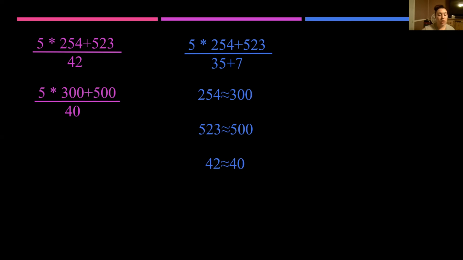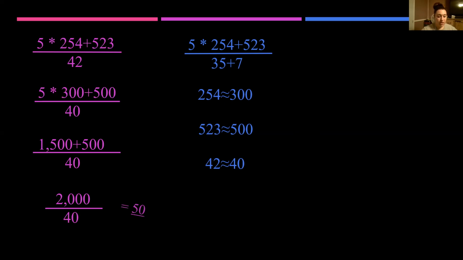Okay, so 254 is close to 300, and then 523 is close to 500, and then 42 is close to 40. So you'll do 5 times 300, which is 1,500, plus 500 over 40, and that's 2,000 over 40, and that gives you 50 when you divide 2,000 by 40.